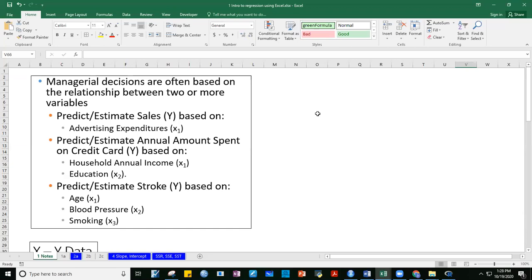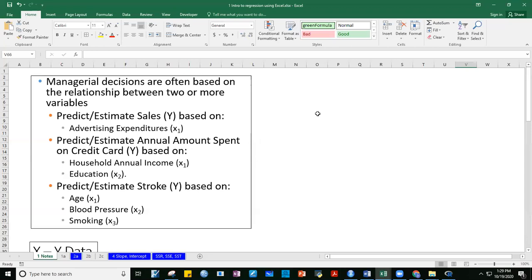Okay, another example, for example, is how about the use of credit cards? Is there a relationship between the use of credit cards and household income? Or how about education? So here we're trying to find the association or the relationship between the amount spent in credit card and also household income and also education. So here you have two variables that we're trying to use to predict your credit card usage.